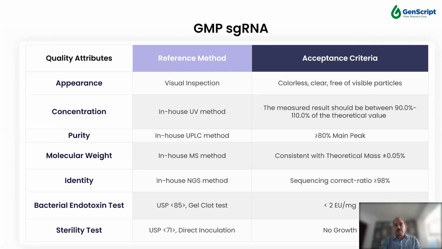These are some of the acceptance criteria for our sgRNAs. Basically, it has to be colorless, clear. It has to meet our concentration requirements. It has to be very pure with over 80% in the main peak. It has to be very consistent in the mass with less than 0.05%. It has to be sequence correct with 98% or better. Very low endotoxin level of less than 2 EU per milligram and no bacterial growth, essentially sterile.